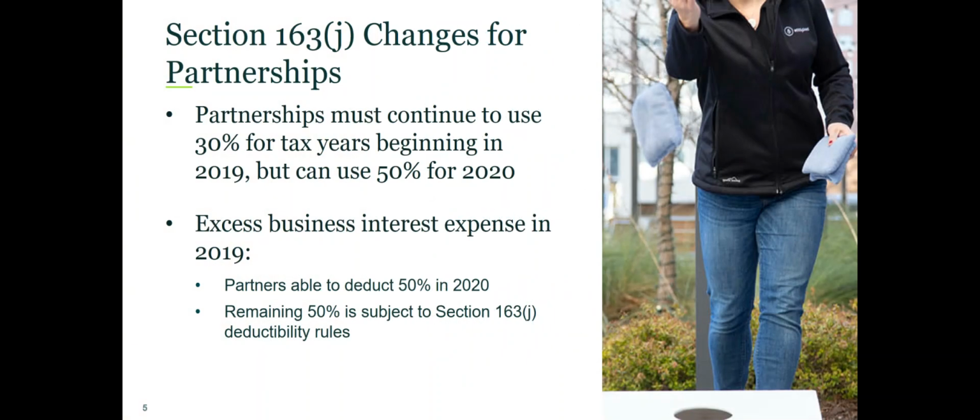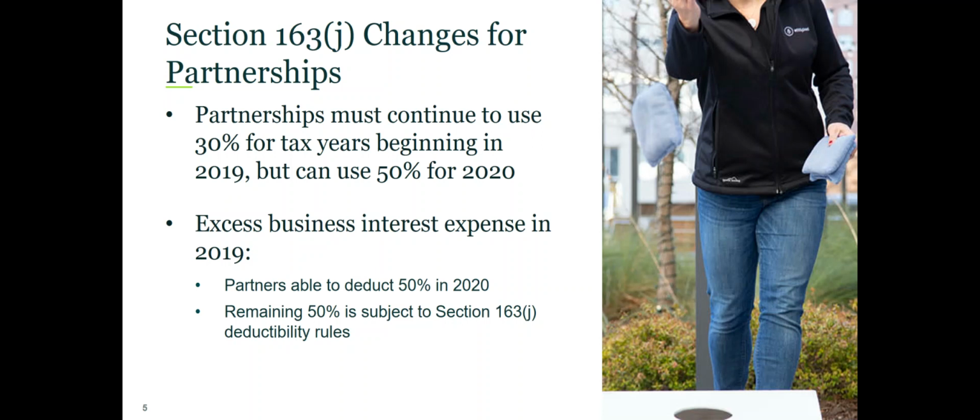As with many of the nuances of 163J, the interest expense limitations get a little bit more complicated with entities filing as a partnership. Partnerships' 2019 tax returns will continue to use the 30% limitation against adjusted taxable income. And rather, the shift to the 50% limitation will be applicable for tax year 2020. This delay is likely a result that many partnership returns have already been filed for tax year 2019.